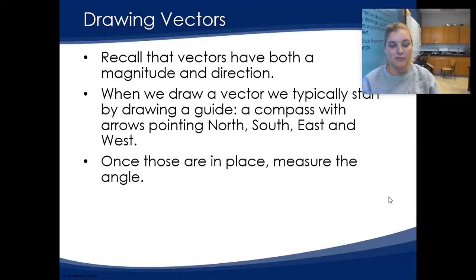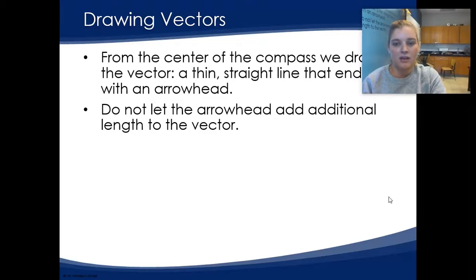We need to remember that vectors have both a magnitude and a direction. When we draw a vector, we're typically going to start by drawing a guide so that we know which direction we are starting in. Once we have that main compass rose, your north, south, east, and west, then we can measure angles. From the center of a compass, you're going to draw the vector, which is just a quick line that ends with an arrowhead, because that line would continue on going. Our lines don't end. They're going to keep going. And technically we don't want the arrowhead to add additional length to the vector. We're not going to go so far as to draw things to scale right now.